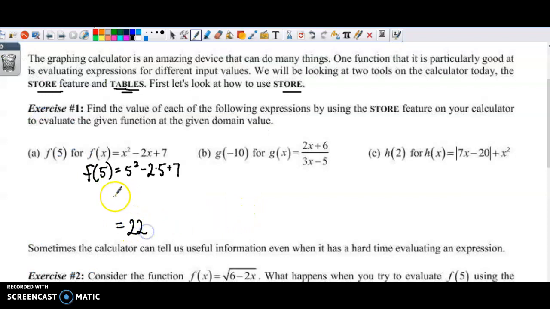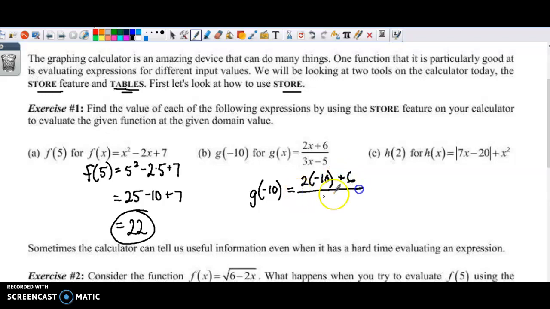Instead of having to struggle through, 5 squared is 25, minus 10 is 15, plus 7 is 22, you quickly get the answer. So again, you can do that using g of negative 10. You can use that feature and plug in negative 10 for x, and it saves you from struggling through this. But just for clarification, this would be negative 20 plus 6, which is negative 14. Negative 30 minus 5 would be negative 35. And both of those are divisible by 7, so you would get 2/5 for your right answer.